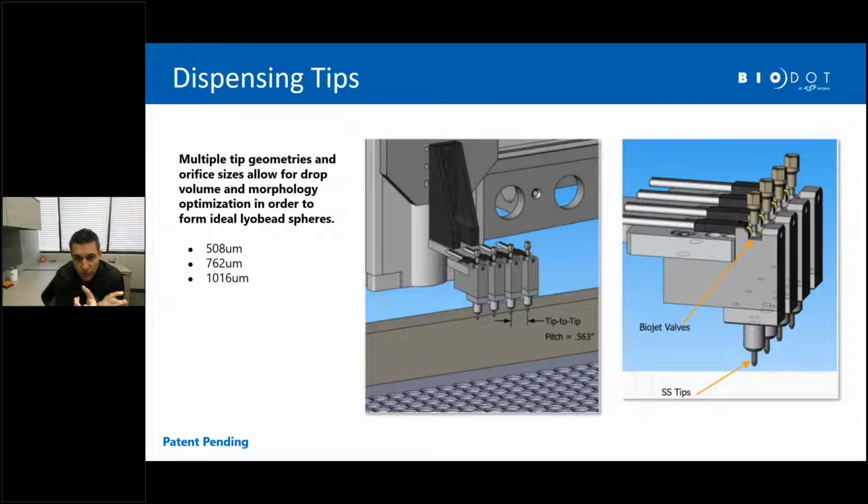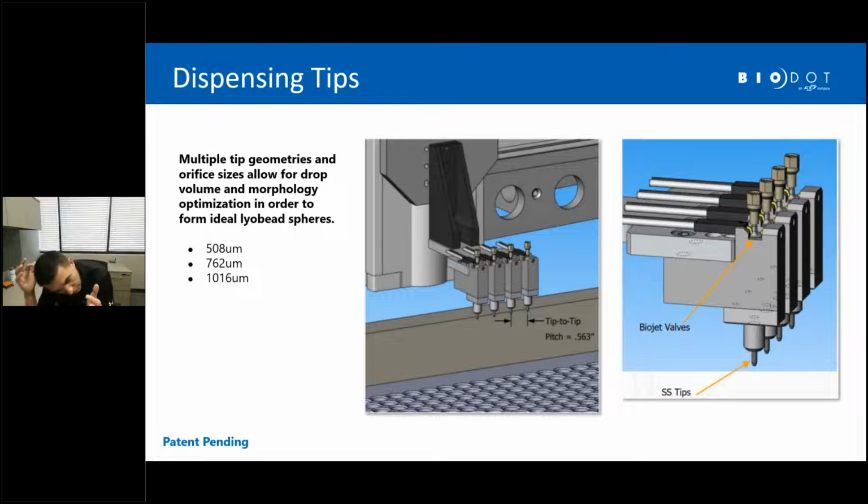The technology that we use, we call it the BioJet. We basically have integrated a pneumatic back pressure system with what we call our BioJet valve, which is basically an inkjet valve, the same inkjet valve that we use to dispense nanoliter droplets. We combine that with special tip geometry. So you see we have 3 options here. 508s, the 762s, and the 1000 micron orifice sizes.